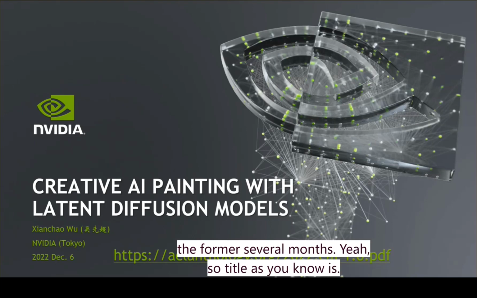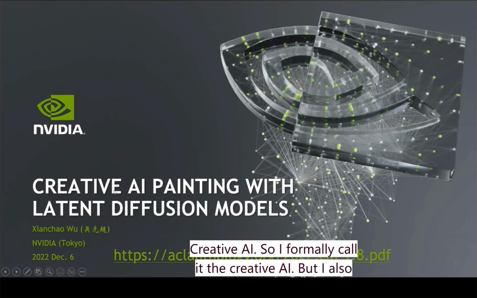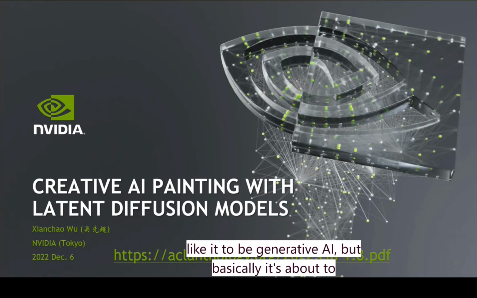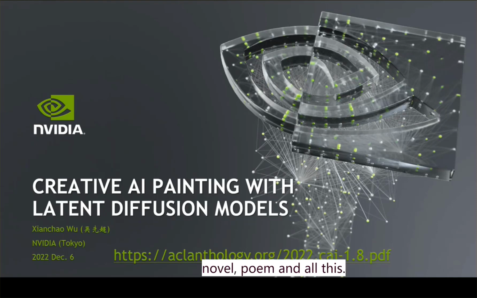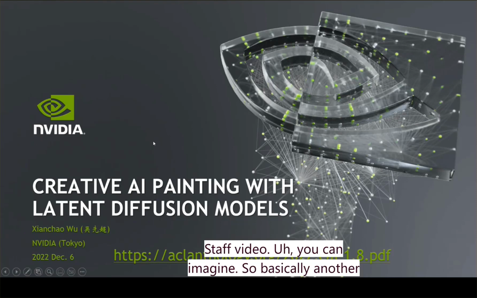So the title, as you know, is creative AI. I formally call it creative AI, but I also like it to be generative AI. Basically, it's about generating something from zero, right? So the image, text, a novel, poem, and all this stuff, video, you can imagine.